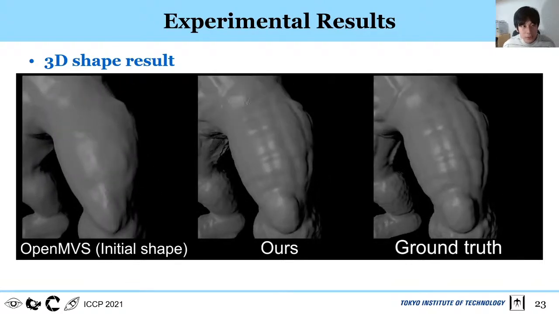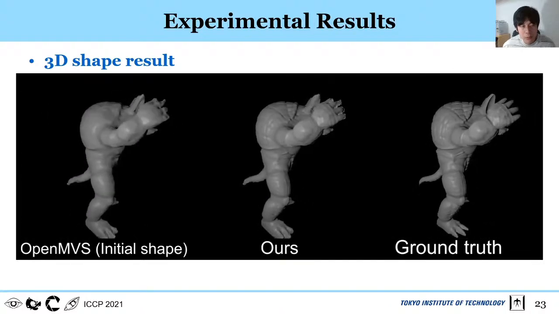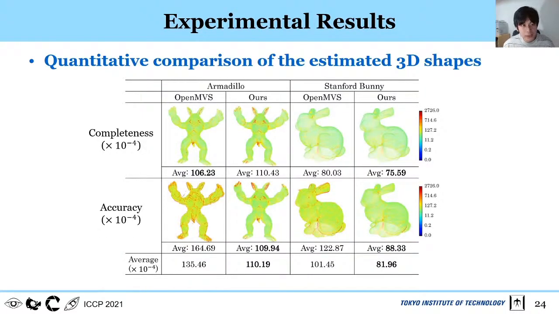We can confirm that more detailed shapes are reconstructed by our method. This slide shows the quantitative comparison of the estimated 3D shape on two CG models, Armadillo and Stanford Bunny. From this result, we can confirm that our method can provide better completeness and accuracy compared with OpenMVS.